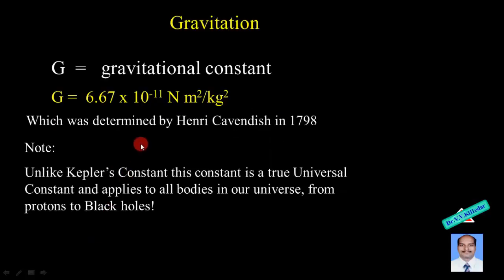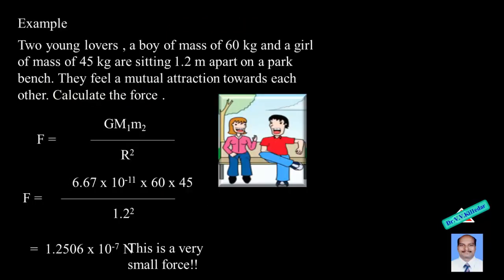The value of this gravitational constant was found by Henry Cavendish in 1798, which is 6.67 x 10^-11 Newton meter square per kg square. Unlike Kepler's constant, this constant is a true universal constant and applies to all bodies in our universe, from protons to black holes.